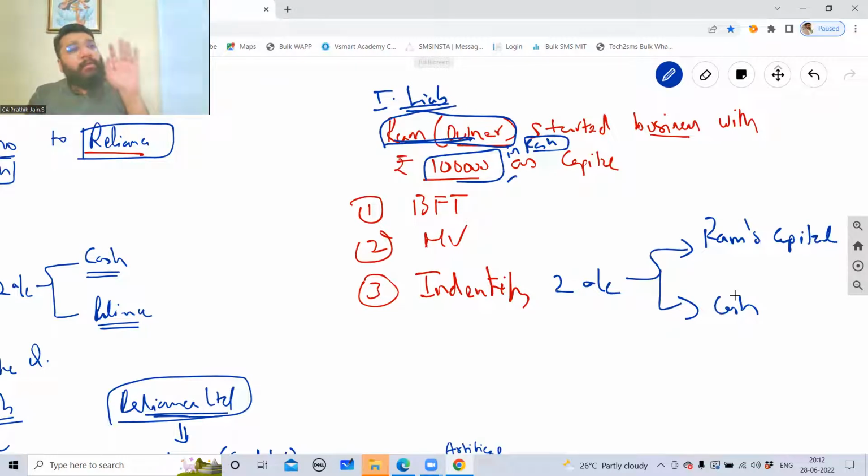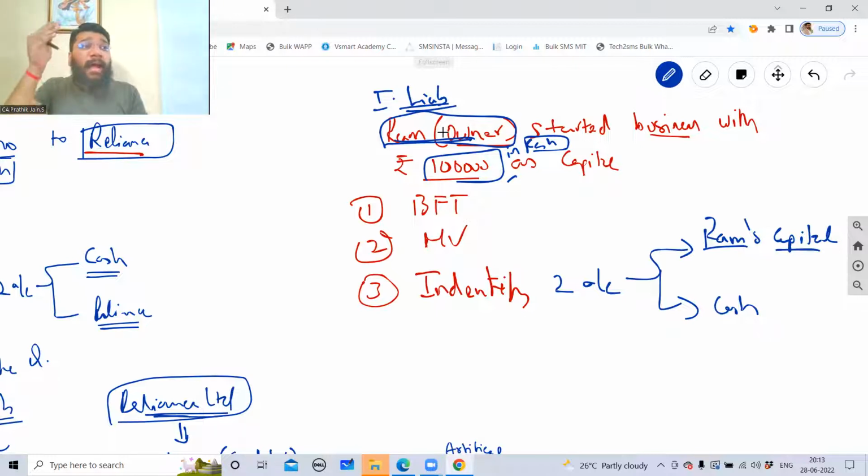If nothing is specified, only cash. First, Ram's capital. Ram and capital are both the same account, is my point. Ram and capital are not two separate people. If you're telling me Ram is a different account and capital is a different account, then what is Ram? Which quadrant does Ram belong to?